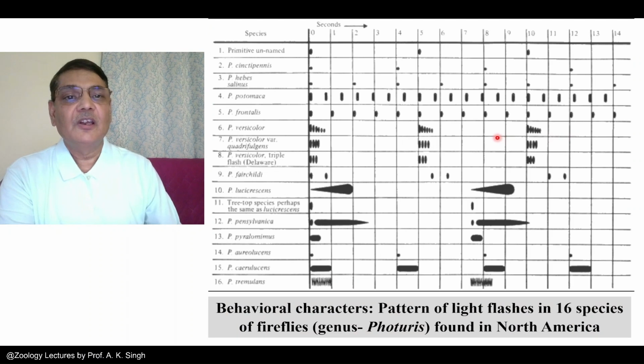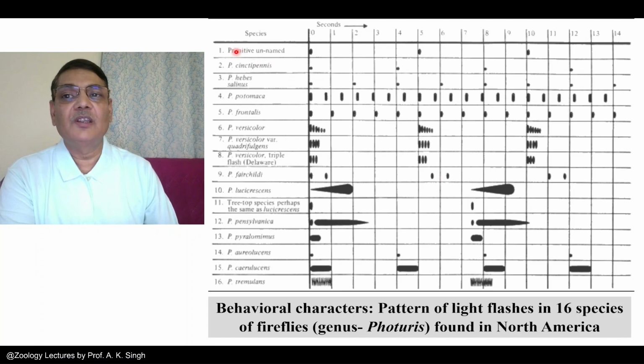In this diagram, you can see the pattern of light flashes in 16 species of fireflies. I just told that behavioral characters could also form the basis for taxonomic characters. So you can exactly count 1, 2, 3, 4 like this, total 16 species of fireflies, and the pattern of light which they emit during night or at the time of evening, that is shown here.